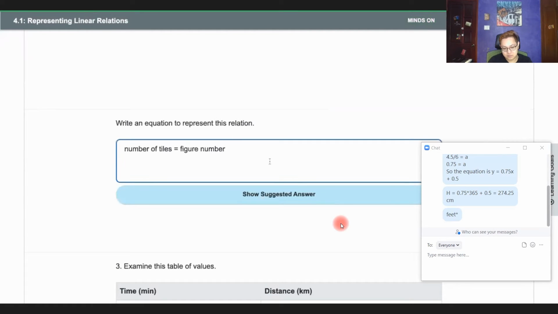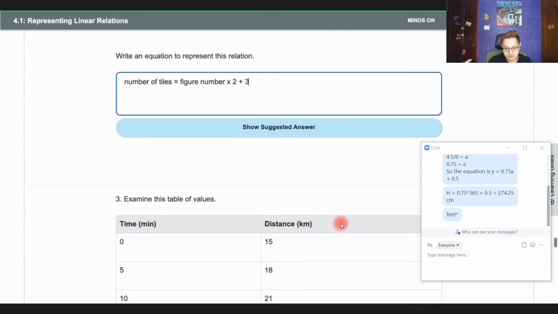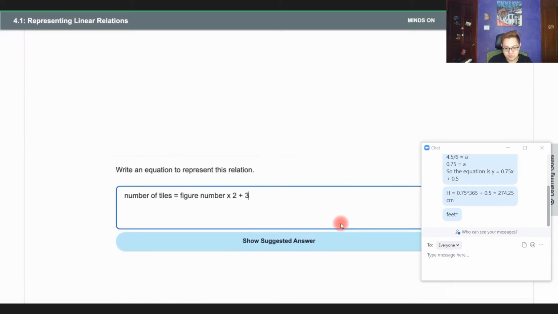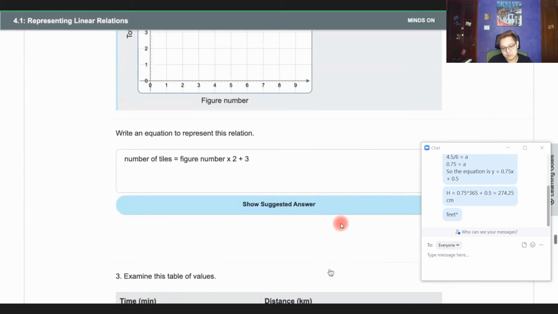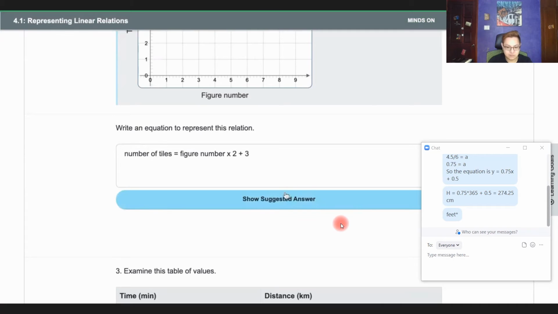So figure number times 2 plus 3. Yeah, I think this is it. Yeah, since number of tiles equals figure number times 2 plus 3. Yeah.